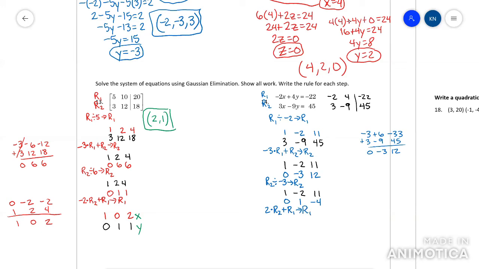So here's the 2 times row 2, 0, 2, -8. Add it with the current row 1, 1, -2, 11. See what you get? You get 1, 0, 3. That's my new row 1, 1, 0, 3. And then row 2 didn't change. It was 0, 1, -4. So I'm ready to basically have my answer. The top one's the x, the bottom one is the y. So my answer here is 3, -4.